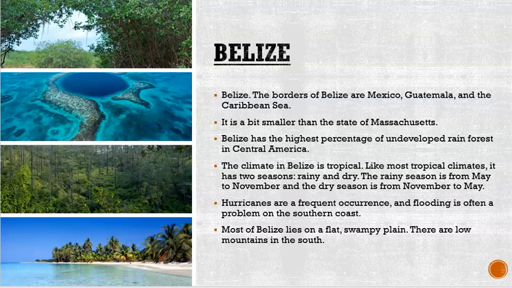Belize is one of the only countries in Central America that only has a coastline with the Caribbean Sea. It's a bit smaller than the state of Massachusetts, and it has the highest percentage of undeveloped rainforest in Central America. Like most of the region, the climate in Belize is tropical. Like most tropical climates, it has 2 seasons, a rainy season from May to November, and a dry season from November to May.